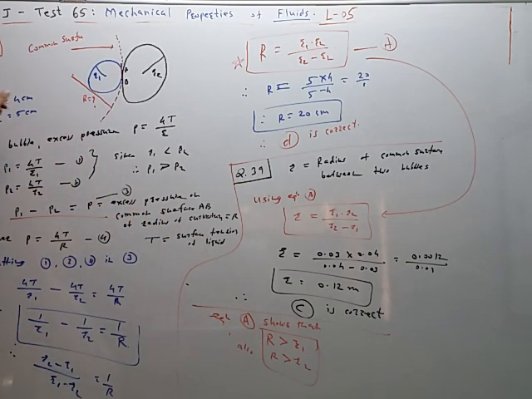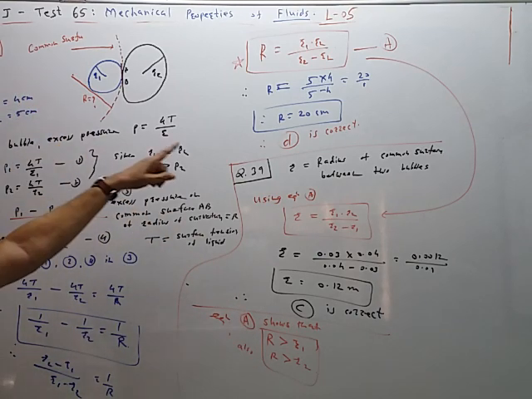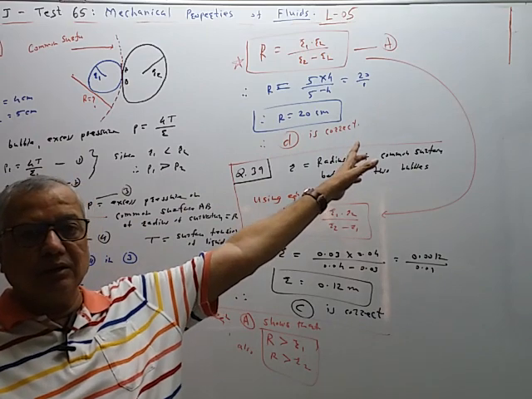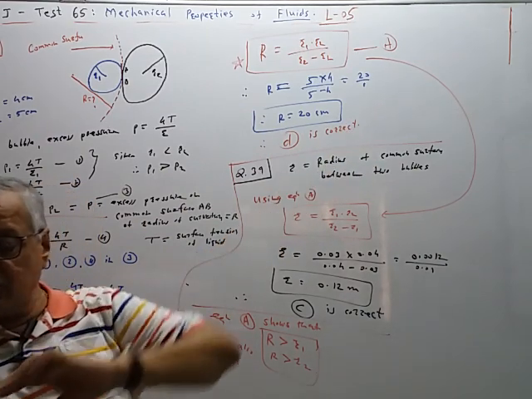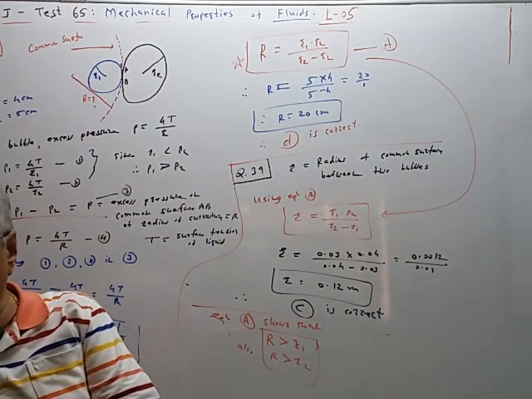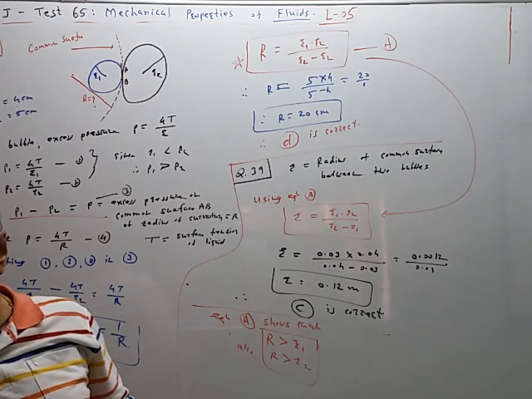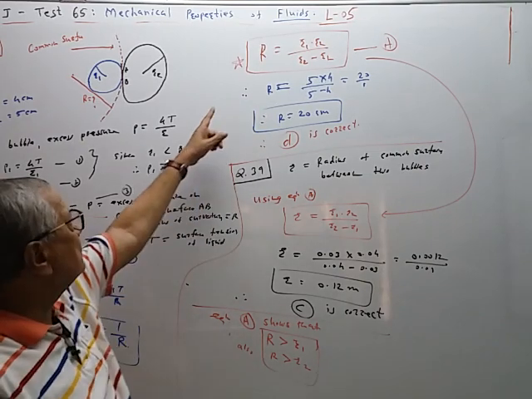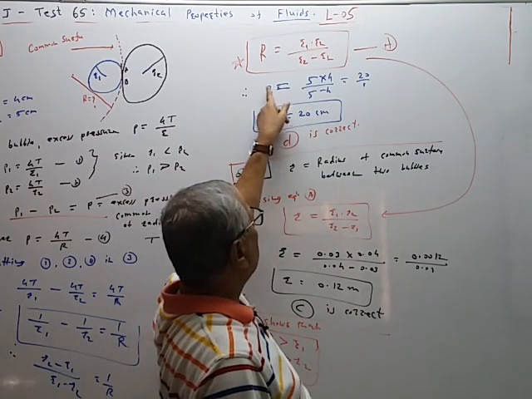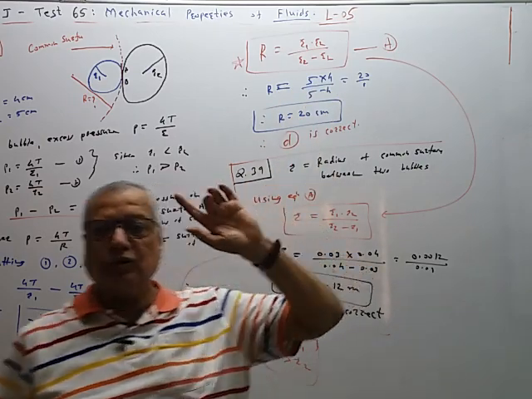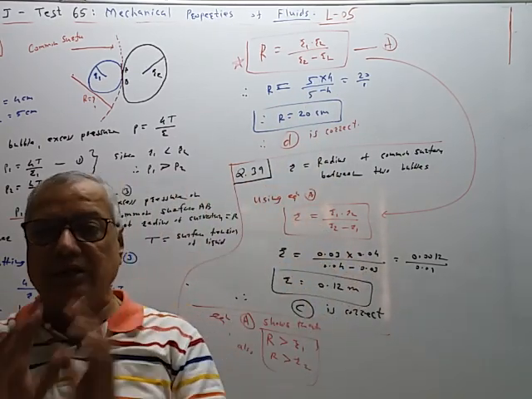So, in question number 34, our answer is 20 centimeter. In all the choices A, B, C, D, A is 4 centimeter, B is 4.5 and C is 5 centimeter. So, R2 is maximum 5 centimeter. So, R must be greater than 5 centimeter. So, R is greater than 5 centimeter in only D choice.